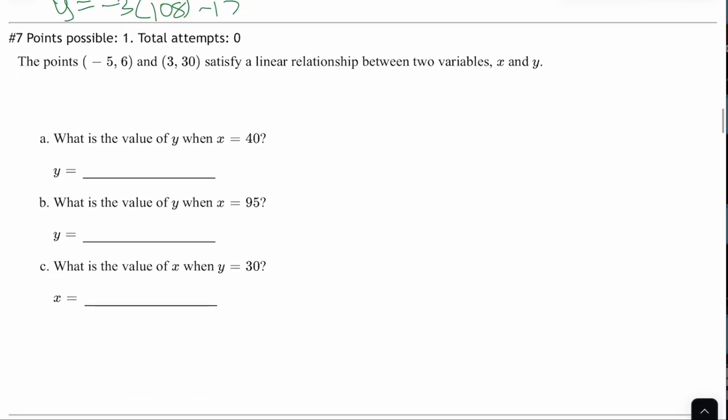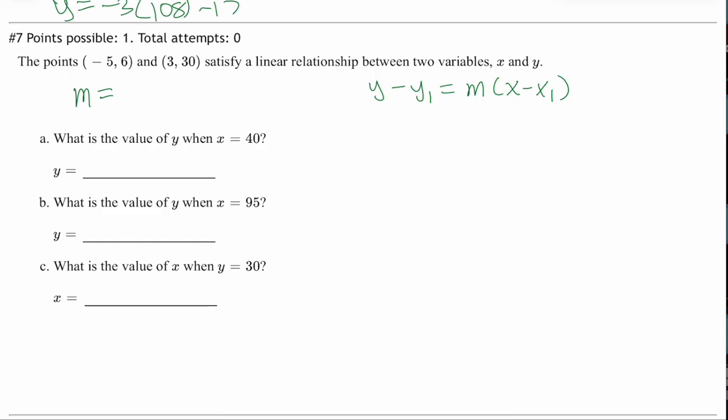Let's look at problem number 7. It says the points satisfy a linear relationship between two variables. And then they ask us a lot about what are the points when this is this, meaning we need a formula. We needed the equation of the line. So let's find y minus y1 equals m times the quantity of x minus x1. And it is going to allow us to find all a, b, and c. But first, we need the slope. We don't have that constant rate of change.